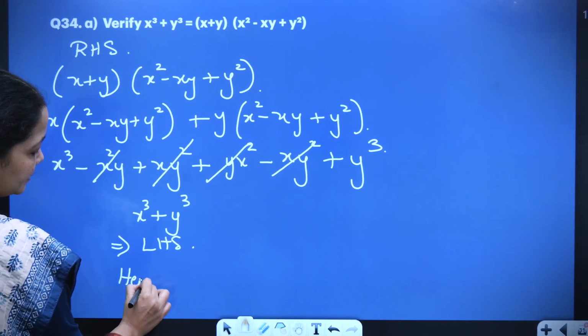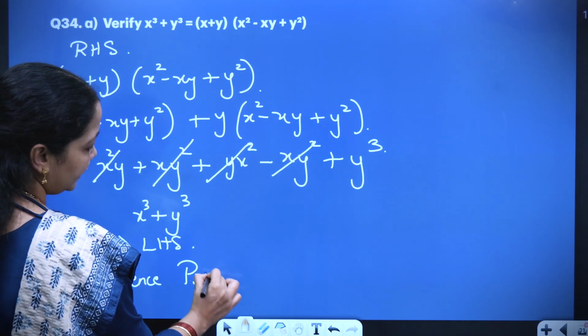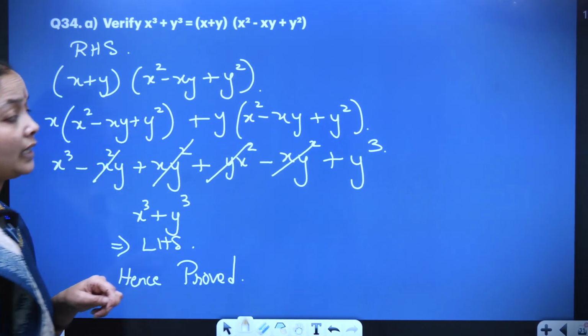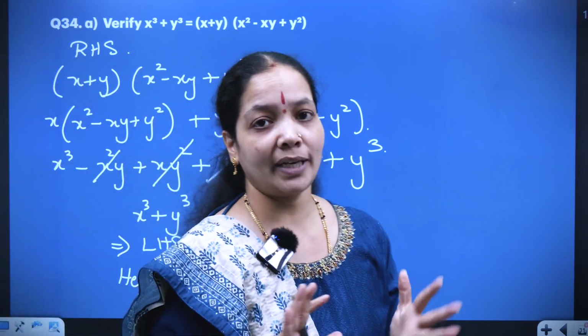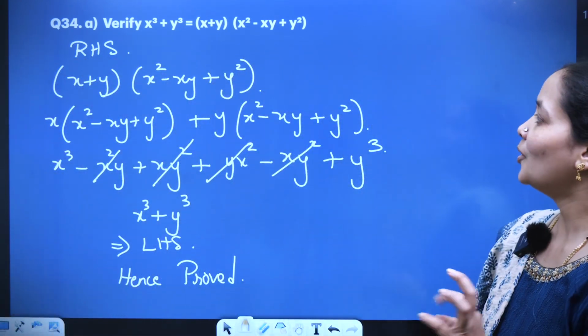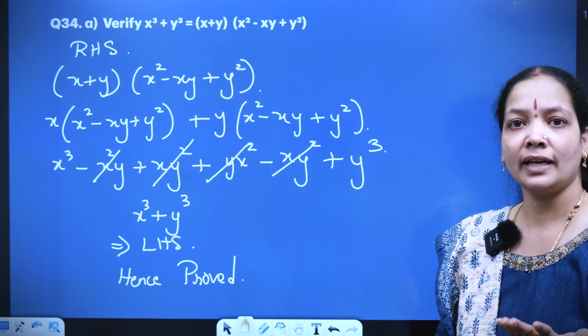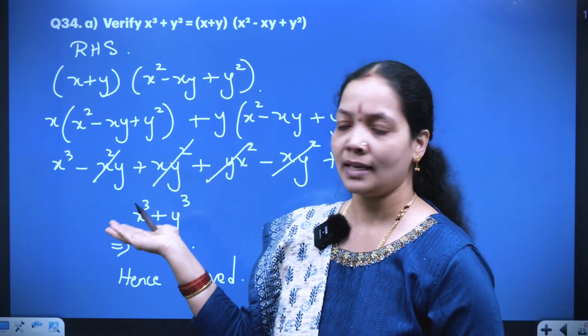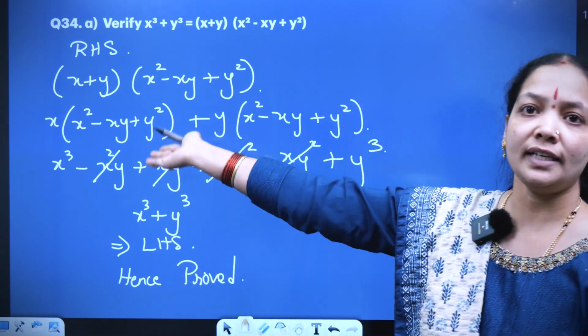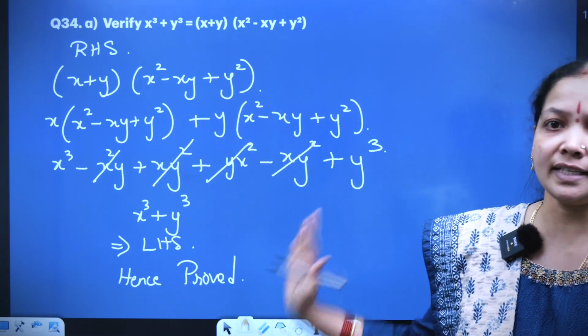Therefore again, hence proved. In this type of proving question or verification question, I don't have to really use my brain. I should just know the distributive property and cancel the terms which have opposite signs. I'll be derived with what I want on the LHS or the RHS. It's a very simple question.